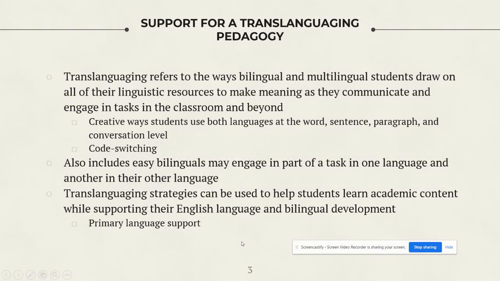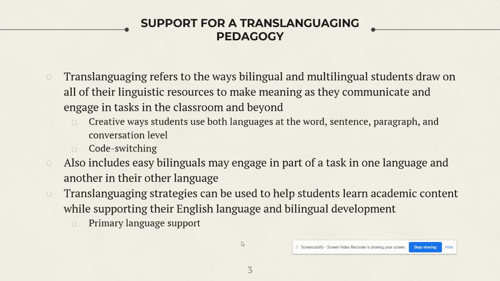So, support for a translanguaging pedagogy. We know that translanguaging specifically refers to the ways bilingual and multilingual students draw on all of their linguistic resources to make meaning as they communicate and engage in tasks in the classroom and beyond. So teachers should be thinking of creative ways students use both languages at the word, sentence, paragraph, and conversation level.